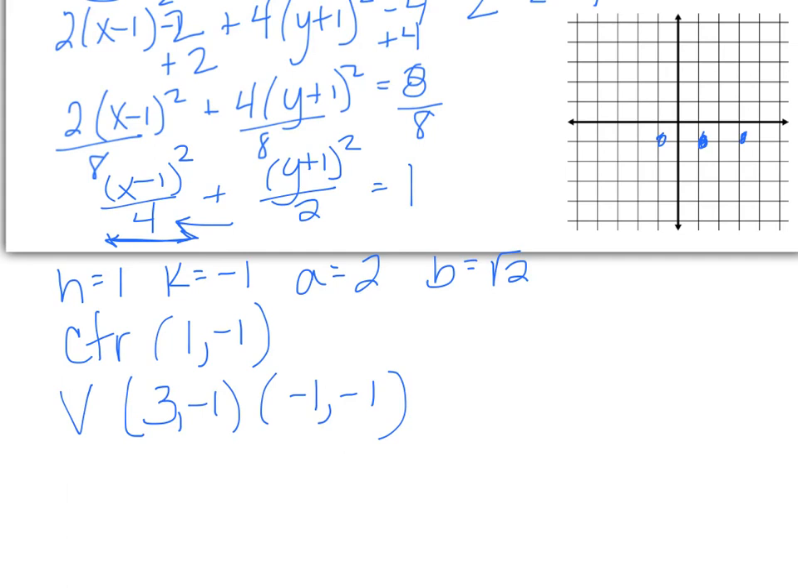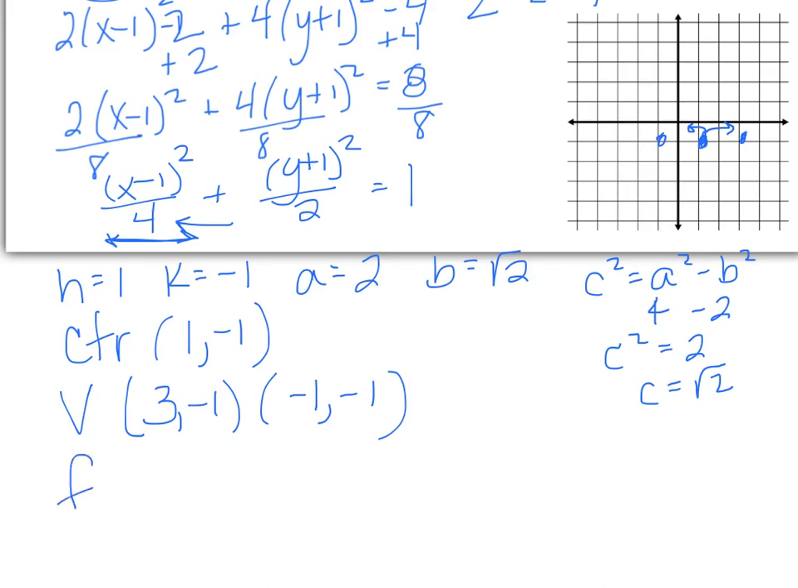And it said identify foci as well. So that has to do with c. C squared equals a squared minus b squared. 4 minus 2. C squared equals 2, so c equals the square root of 2, which means I'm going to go square root of 2 right, square root of 2 left from center.